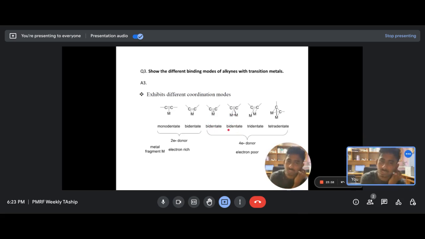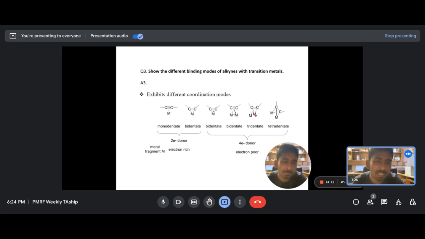In all these cases, you see the alkynes are 4 electron donors. Here 2 carbon atoms are donating 2 electrons, and the pi bond is a source of 2 more electrons, so a total of 4 electrons. Here also, both of the pi bonds are involved in bonding to the metal center. So it's a 4 electron donor. It's a tridentate kind of binding.